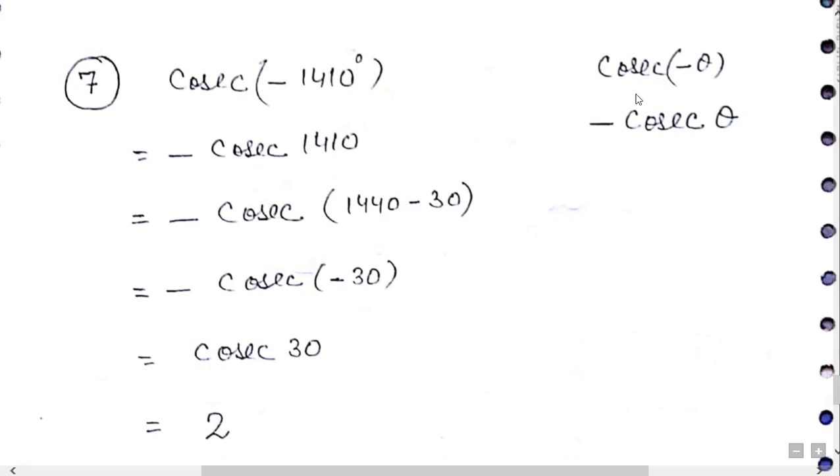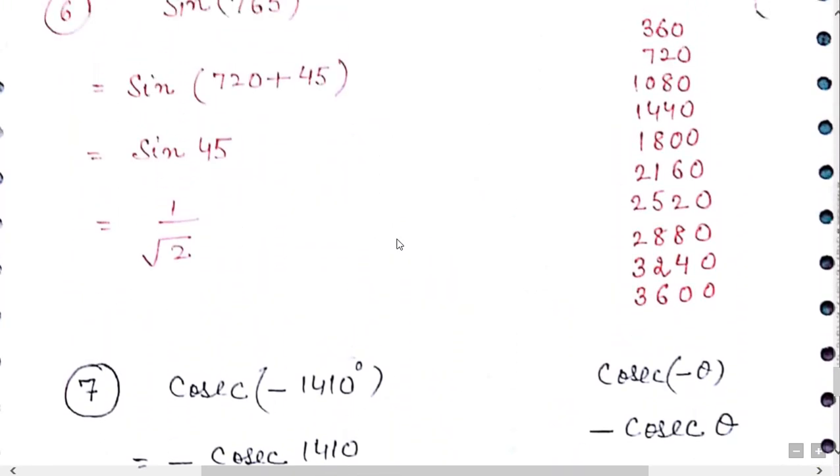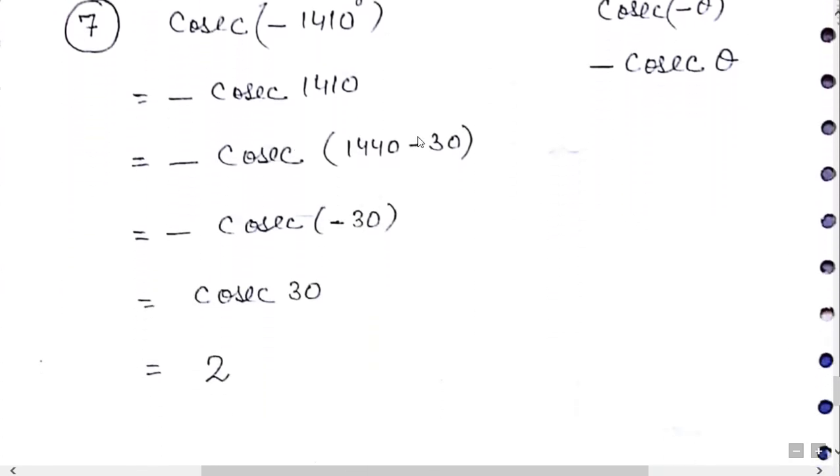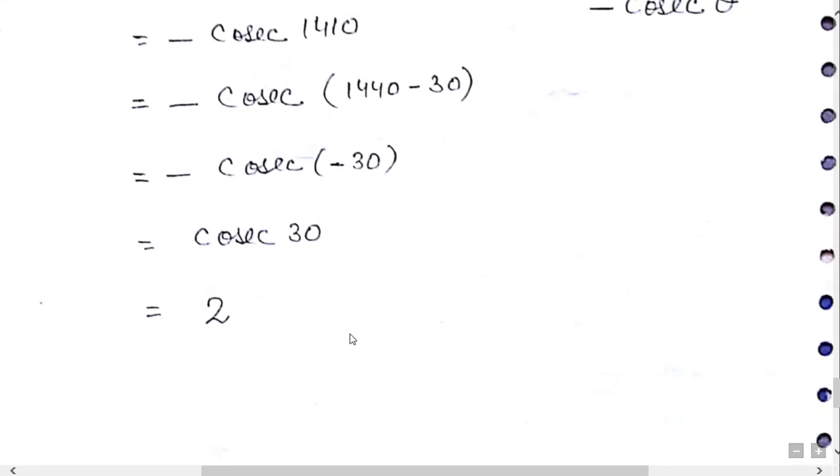Negative angle: first of all, convert negative into positive. Cosecant of minus theta can be written as minus cosecant theta. Then 1410 can be written as 1440 minus 30. From here, I selected this angle 1440. It's basically 0 degree. It's minus 30. Cosecant of minus theta can again be written as minus cosecant theta. It means this value is positive. Now insert the value of cosecant 30.